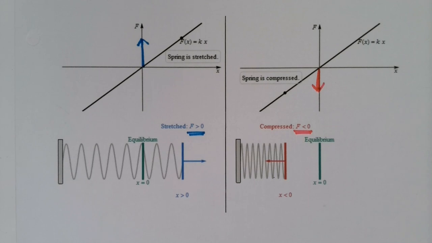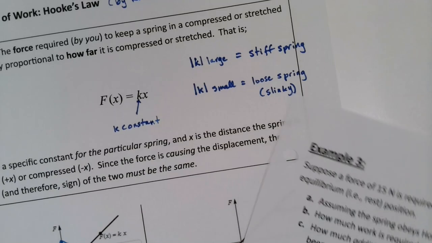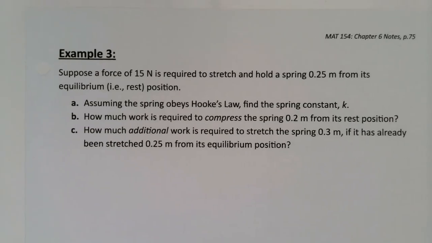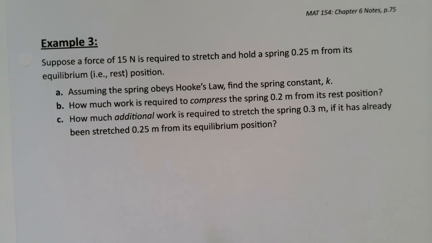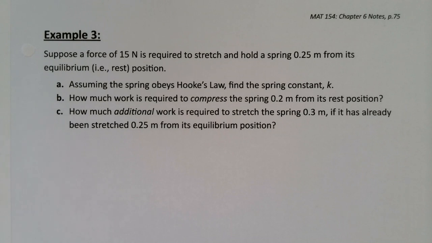All right, so let's use this in an application here. Suppose that a force of 15 newtons is required to stretch and hold a spring 0.25 meters from its equilibrium, i.e. rest position. Every spring has a rest position. If you just let it sit there, that's where it rests. Assuming the spring obeys Hooke's law, find the spring constant k and how much work is required to compress the spring 0.2 meters from its rest position, and how much additional work is required to stretch the spring 0.3 meters if it has already been stretched 0.25 meters from its equilibrium position. Oh my goodness.